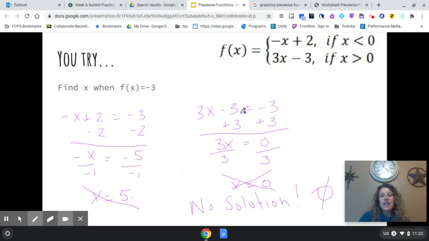The second function, 3x minus 3, again setting that equal to negative 3 and solving, I got x equals 0 for that one. Checking the domain, x has to be greater than 0. Well, 0 is not greater than 0, so we had to throw that one out too. There is no solution. This is the empty set.